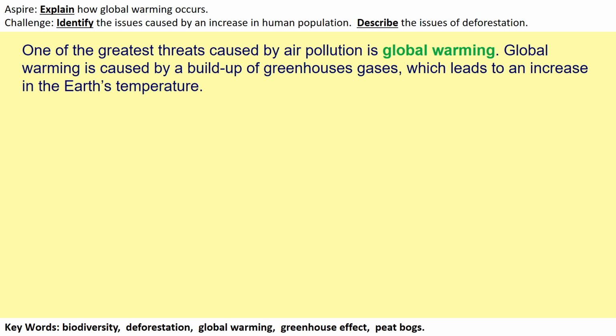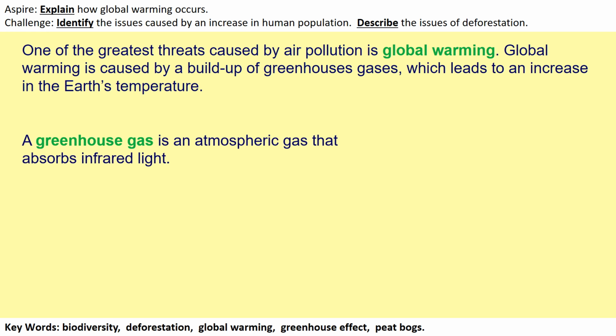Okay. So I reckon you've probably heard about this on the news, and David Attenborough talks about this a lot. But one of the massive threats of air pollution is global warming. Okay, global warming is the buildup of these greenhouse gases. Now, everyone knows usually about one or two of these, but actually there's four that you need to know, 4 or 5 in fact. So a greenhouse gas is any gas at all that can absorb infrared light.